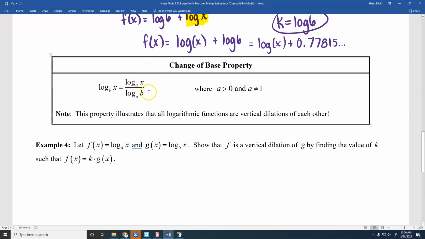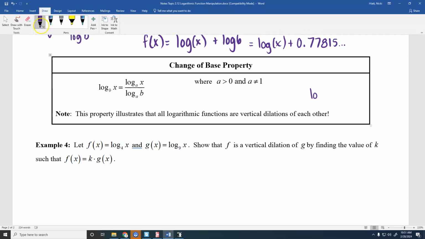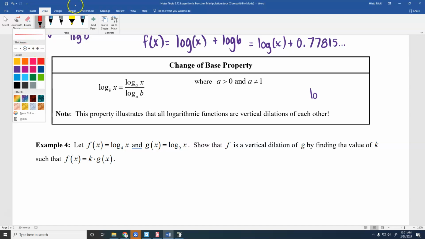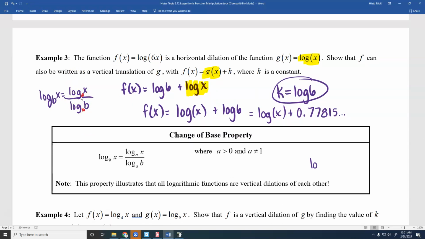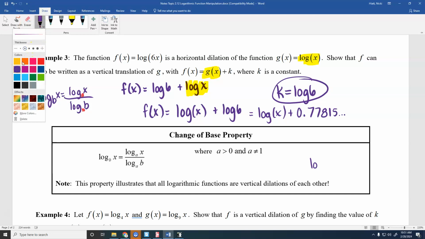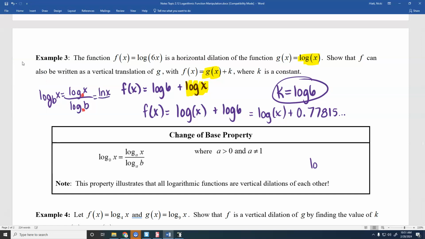I taught you guys the change of base property the other day, just so you could type it into your calculator that way if you wanted to, right? So if I've got log base b of x, what I told you guys is log base b of x equals log of x over log of b. And since I don't have a base on those two logs right there, what was the base on that? 10, right? I also told you that you could do natural log of x over natural log of b.